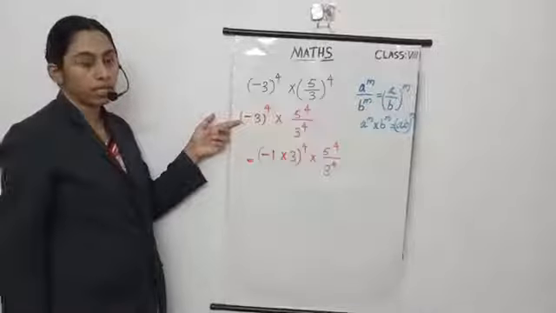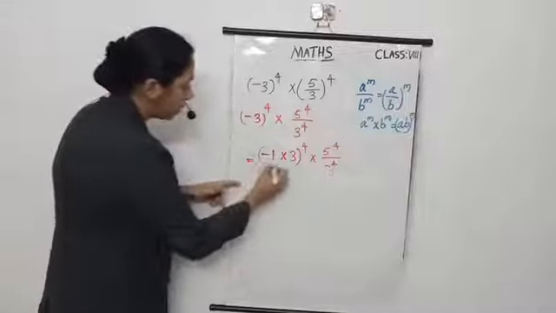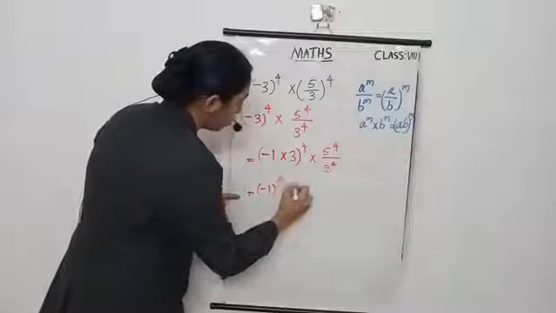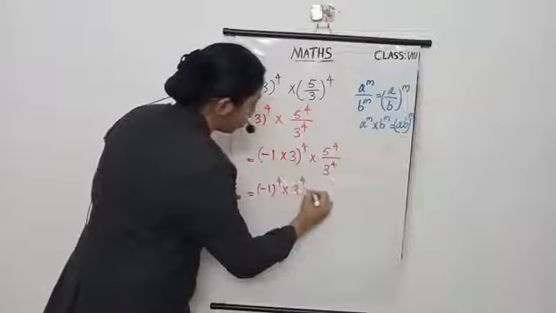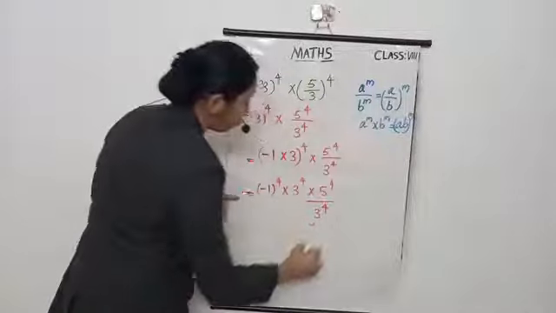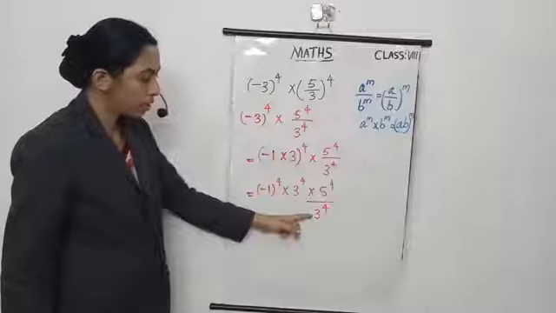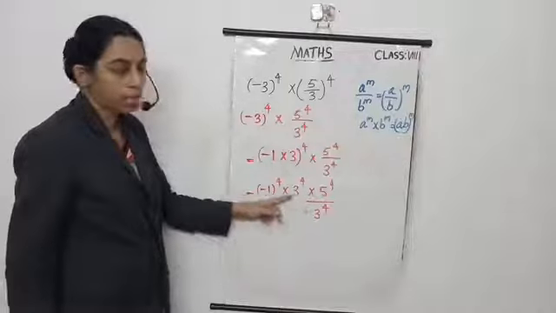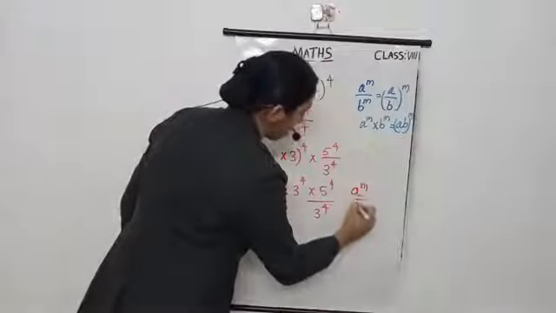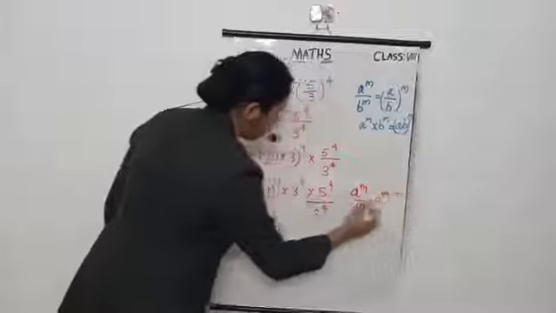This minus 3 is equal to minus 1 into 3. Now we can split this as minus 1 all raised to 4 into 3 raised to 4 into 5 raised to 4 by 3 raised to 4. Understood? Now here 3 raised to 4, here 3 raised to 4, same base. So we use a raised to m by a raised to n equal a raised to m minus n.